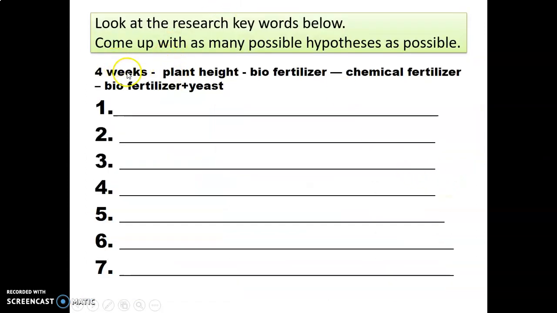Well, take a look at these keywords. These keywords are about some experiment, right? What do you think it is about? 4 weeks, plant height, biofertilizer, chemical fertilizer, biofertilizer plus yeast. Well, I guess it's quite easy to see that the experiment is about plant height, right? Some plant was growing for 4 weeks, and different types of fertilizers were used. Say biofertilizer, chemical fertilizer, and the combination of biofertilizer and yeast.